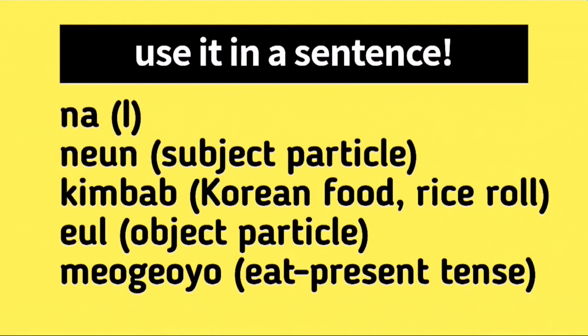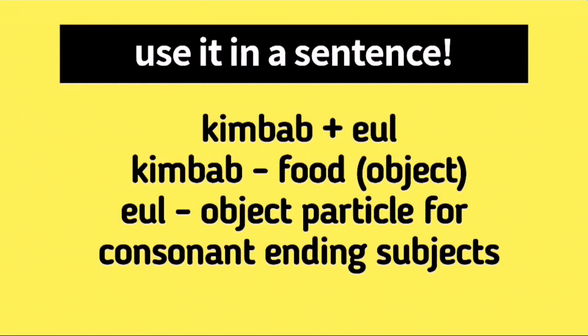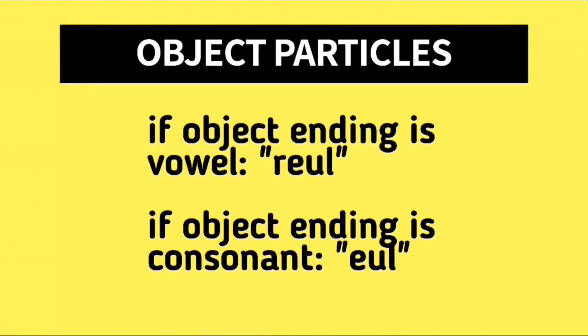Going back to the other part of the sentence, we have kimbap. This is a Korean food, which is a rice roll. And ul is an object particle added to kimbap to indicate that this is the object of the sentence. So kimbap plus ul is kimbapul. Kimbap is the food itself, and ul is an object particle added for objects that end with a consonant.